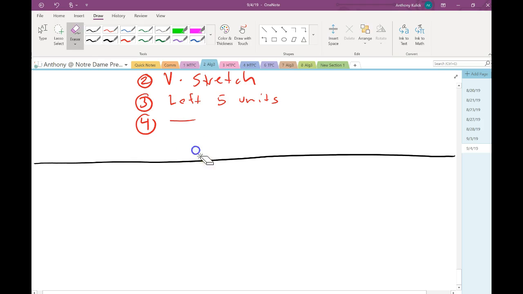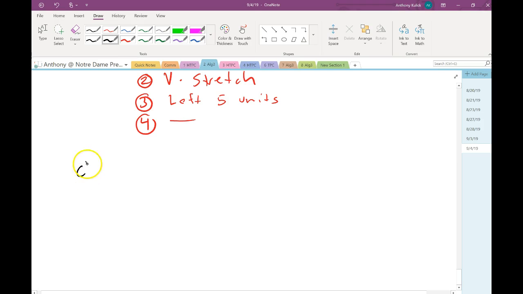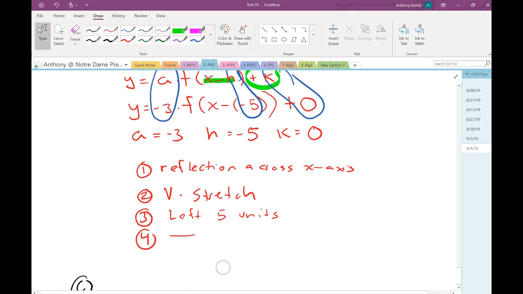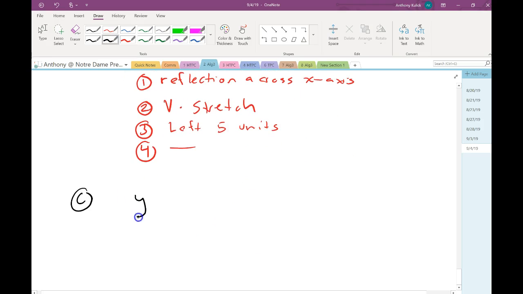Let's do another. I'm going to give one for you guys to do. So let's say that we have y equals f of x plus 7 minus 10. So take a minute. Try to do this one on your own. We'll come back together in a couple minutes and go through the answer.